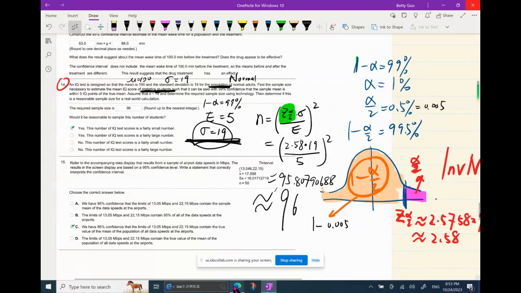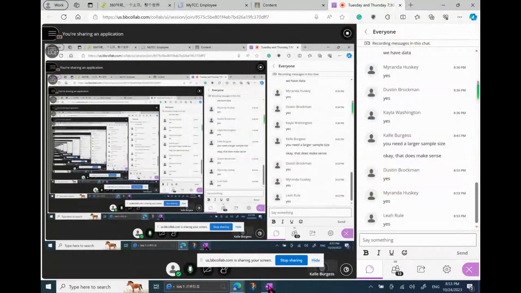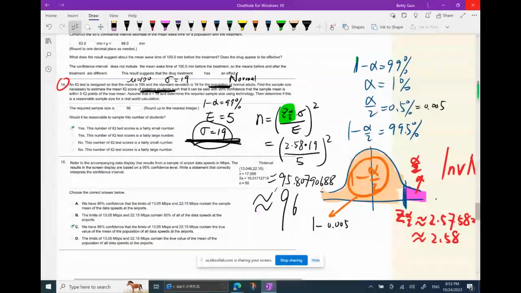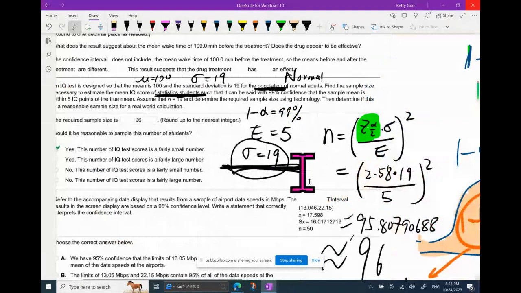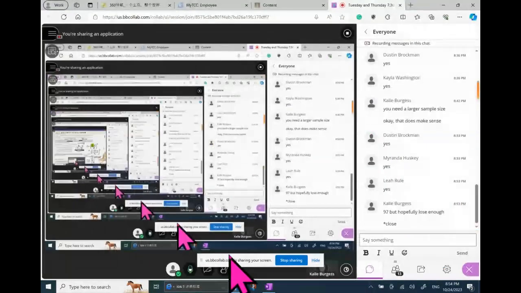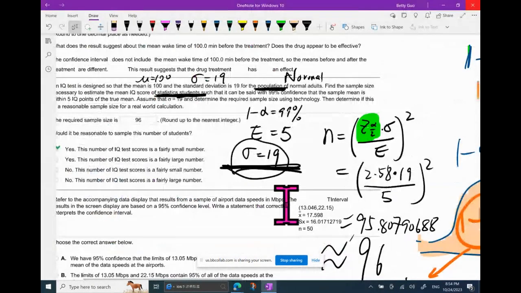Do you have a 96? Yes. Okay, very good. Perfect. Okay, since we use the whole population, 97, but hopefully close enough. You should have 95.8079.